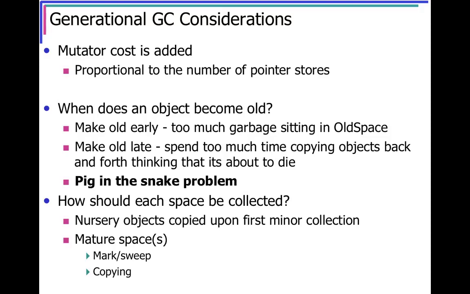The other consideration is, how are you going to collect the individual spaces? The nursery could have no collector. That is, as soon as the nursery fills, we're just going to move the objects via copying to the old space or the mature space. We could, though, use copy collection in the nursery, copy objects back and forth to give them a chance to die before we move them to the mature space. In the mature space, we could use mark sweep collection or copying collection. And if we have multiple additional regions, multiple mature spaces, we could do different things for each of those spaces.